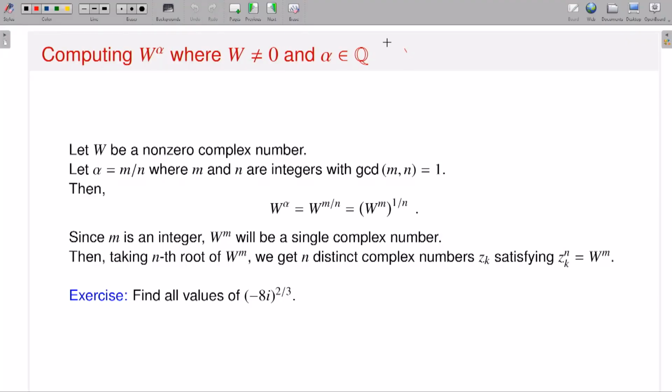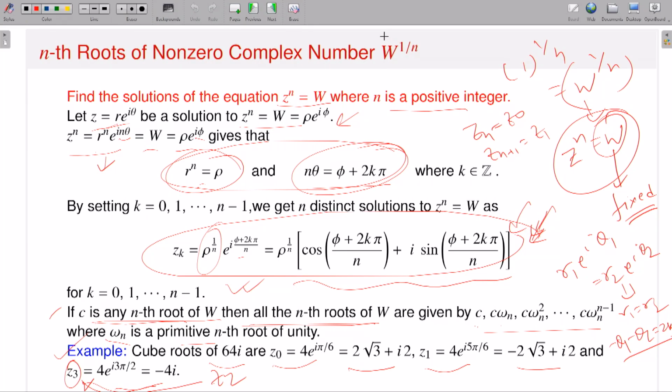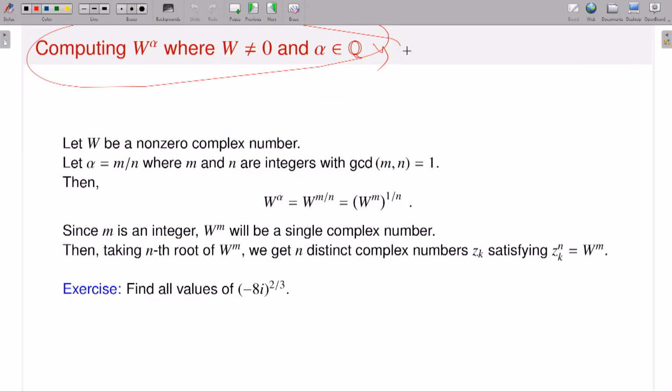Now if I am asking this kind of question, computing the value of w to the power alpha, where w is non-zero and alpha is rational. Now look here. I have w, a non-zero complex number, and I am talking about what is w to the power 1 by n. Now I am replacing this with w to the power alpha, where alpha is a rational number. That means I am trying to calculate w to the power p by q. But that I can also do.